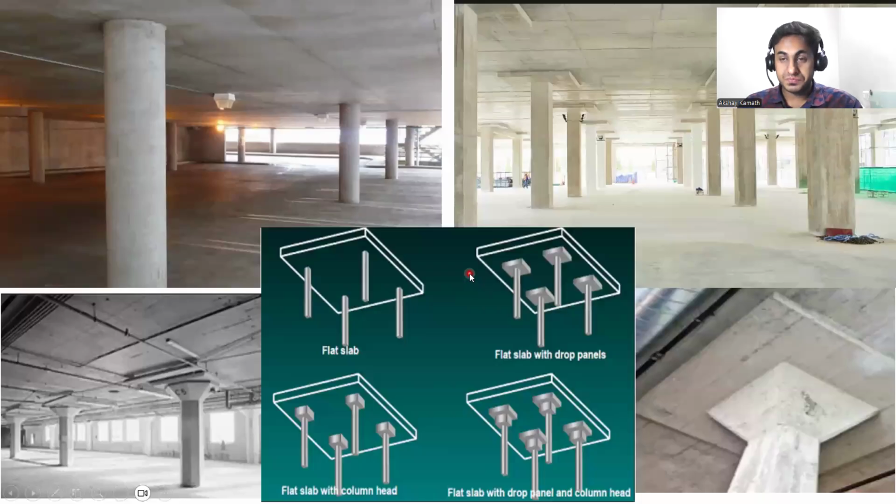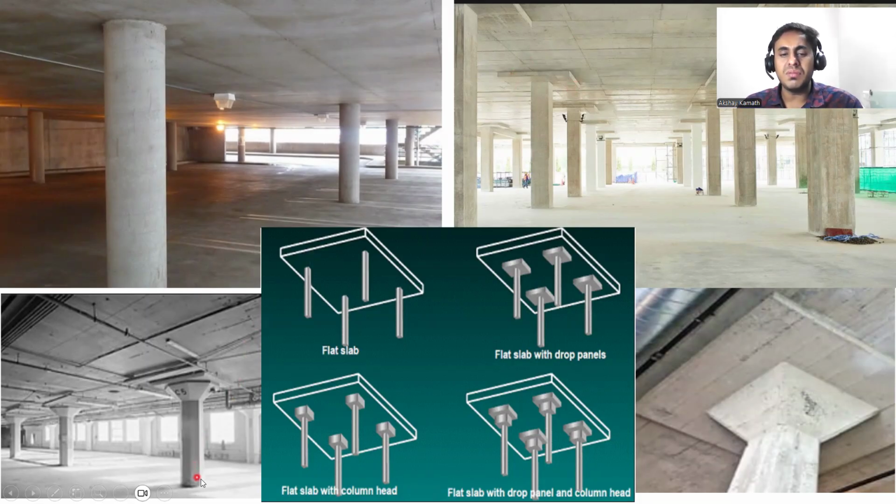Generally in the flat slab system, we have these four types of system. This one is called a flat plate system. Here we have a column and directly over that you are giving a slab. Next one is a flat slab with a drop panel. Here we have a column, but wherever you have a slab, below that we have this thing. This is called a drop panel.